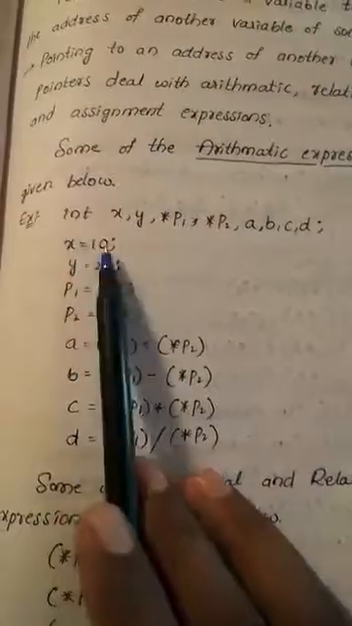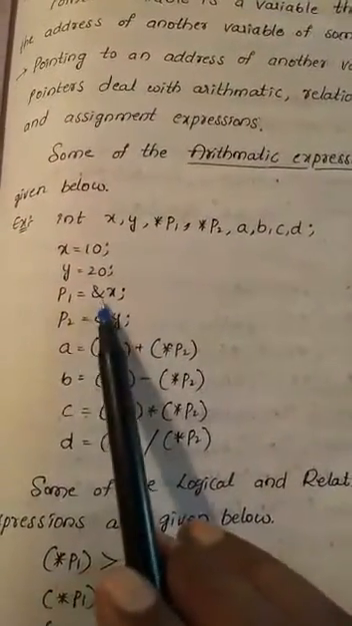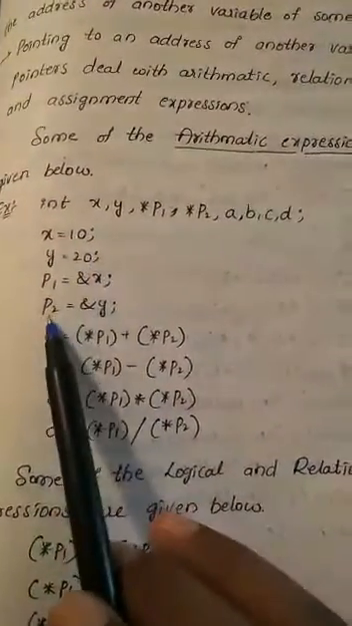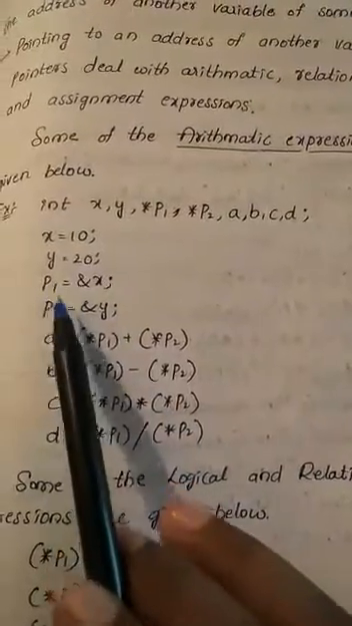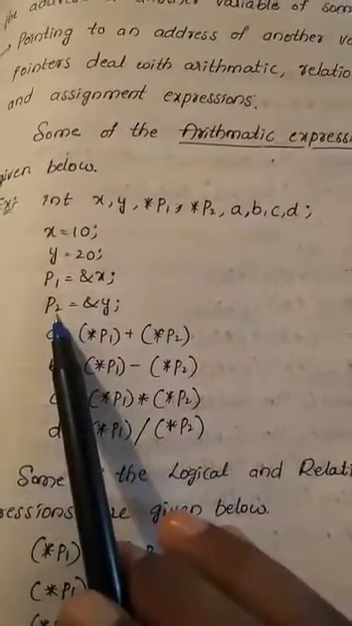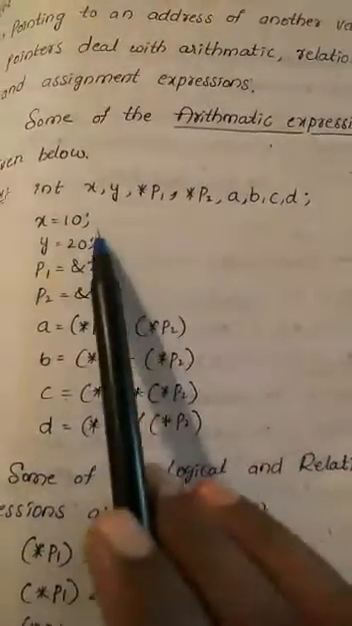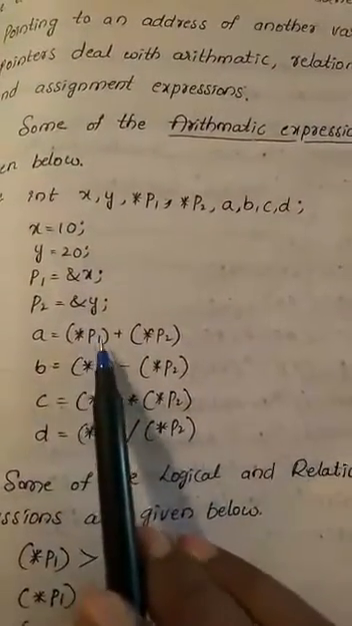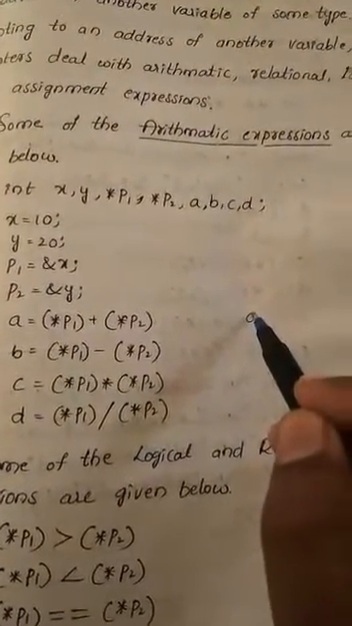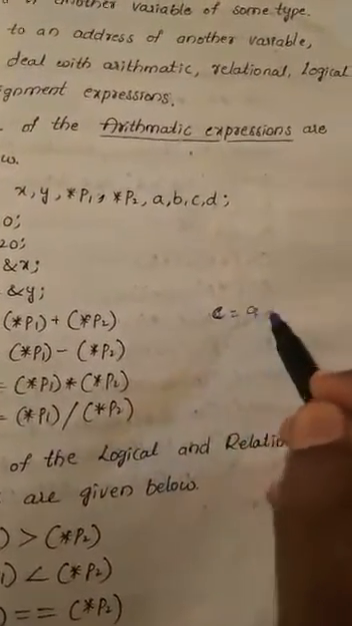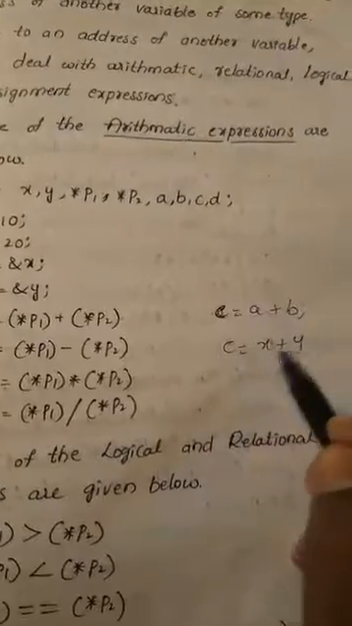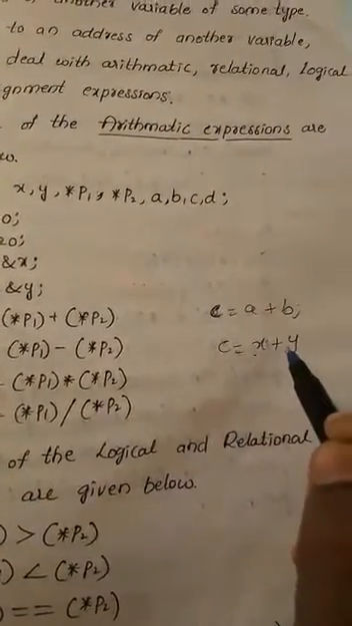x is 10, y value is 20. P1 holds the address of x, P2 holds the address of y. What are P1, P2? They are pointers. So P1 holds the address of the variable x, P2 holds the address of y. Suppose you want to perform addition of these two numbers. Normally we do additions like this, no? c equal to x plus y. So the x value will be added to the y value.